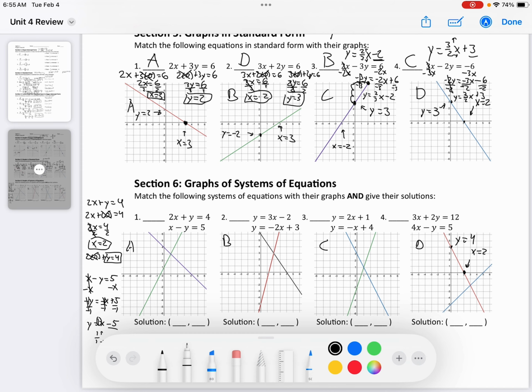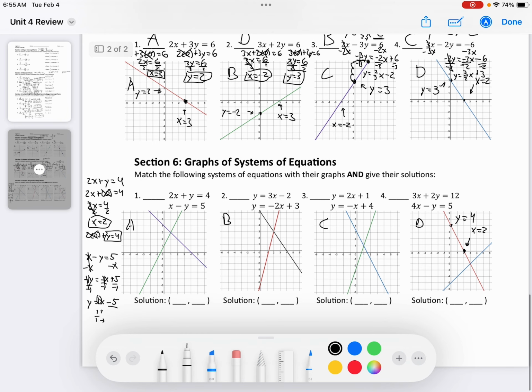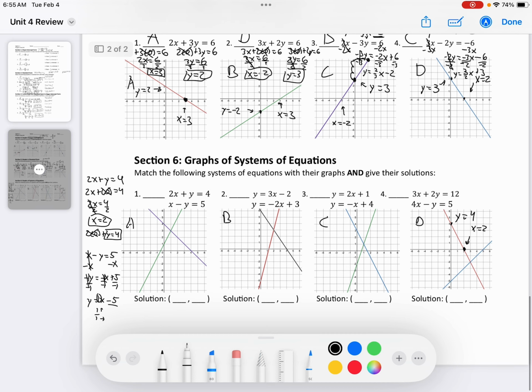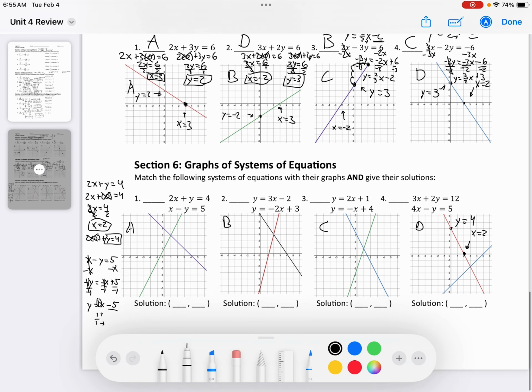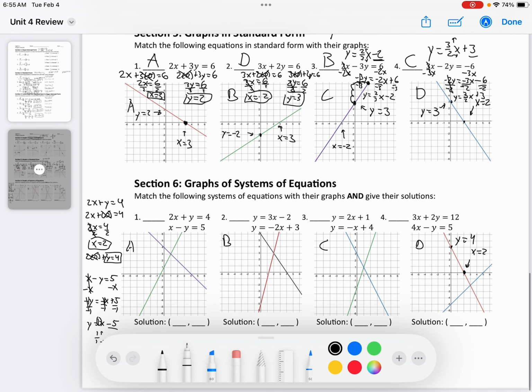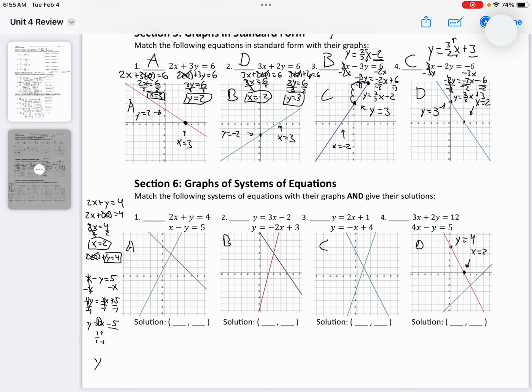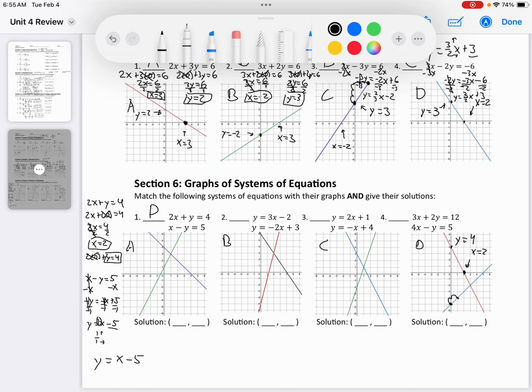But to make sure, let's make sure that our other equation matches. X minus y equals 5, we turned into y equals x minus 5, where it crossed at negative 5. It goes up 1, right 1. So if you look at graph D, it crosses at negative 5. If I go up 1 and right 1, I do get another point. So that does seem to match. Graph D will be my answer for problem 1.